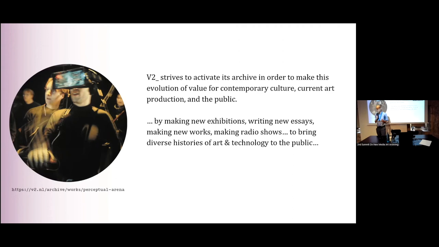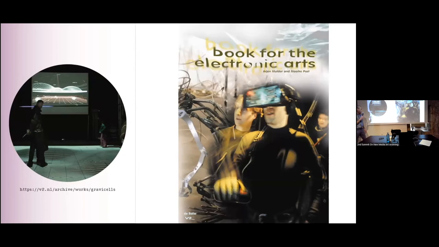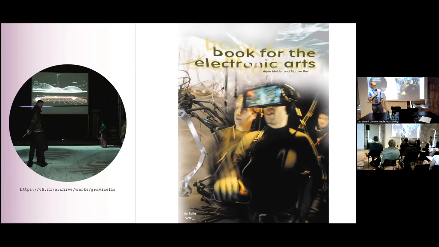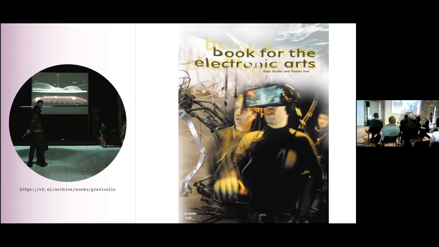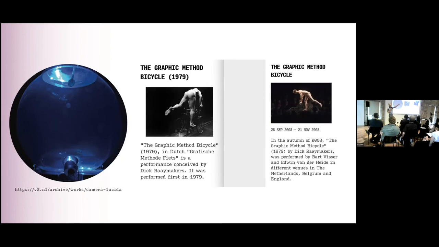So just a couple of quick examples. We made a book for the electronic arts back 20 years ago. This was Arjen Mulder, Michael Post. The book has become, well, in my field, a classic. I'm talking from the Netherlands. The book I'm circulating around is just a short version, a reflection of 40 years of history of electronic art as it was happening at V2. And that's also where these images come from.